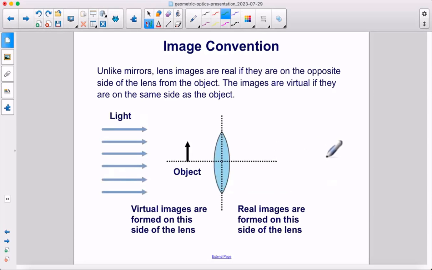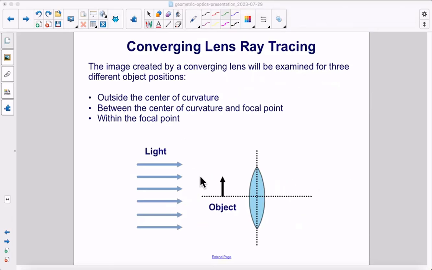Once again, unlike mirrors, lens images are real if they're on the opposite side of the lens from the object. The images are virtual if they are on the same side as the object. So virtual images will be over here. Real images will be over here. The image created by a converging lens will be examined for 3 different object positions: outside the center of curvature, between the center of curvature and focal point, and within the focal point.